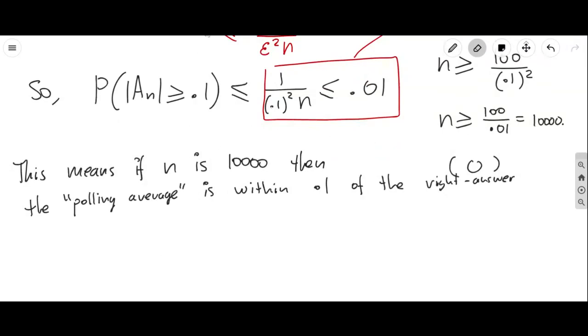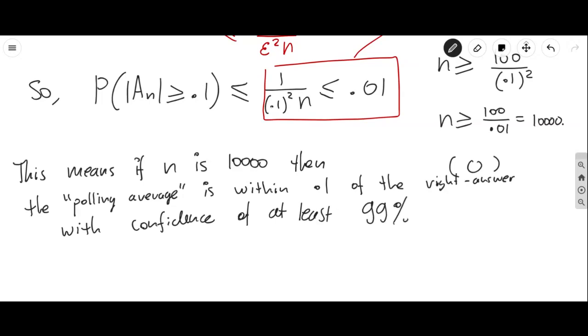People who are taking a statistics course, like people with a background in science or whatever it is, they never actually do these calculations. You just sort of learn how to set up the problem, and then the computer does the calculations for you. So here we're actually working out the math behind all this. So if you make n be 10,000, then the polling average is within 0.1 of the right answer with a confidence of at least 99%.